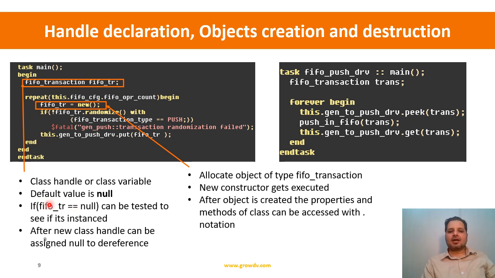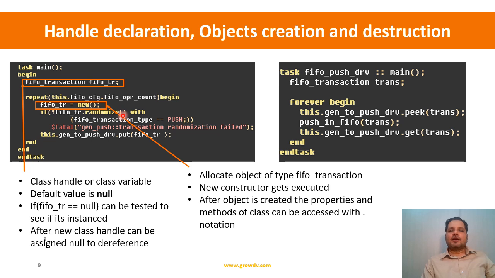You can check that by doing this equality check to the value null. Okay. Now, if you look closely, so we'll come to this last point. Let's hold on to it. So the next step that we are doing over here is we are saying this FIFO transaction equal to new. Okay. So when we do this, we actually allocate an object of the type FIFO transaction. Okay. And that object will be pointed by this handle FIFO-tr.